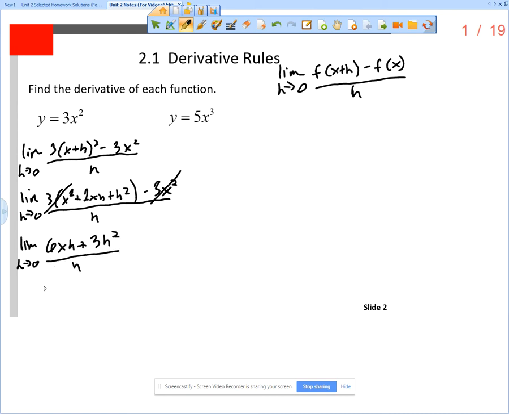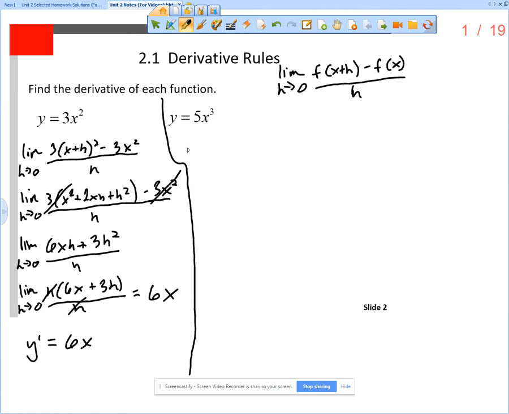So now I'm going to factor out h, so the limit as h approaches 0, factor out h, and I get h times (6x plus 3h), all divided by h. So the h is reduced, and now I want to re-evaluate with h equals 0. So that means that I get 6x plus 3 times 0, or 6x. So if y is 3x squared, y prime is 6x. All right. Now we want to do the same thing, but now with y equals 5x cubed.